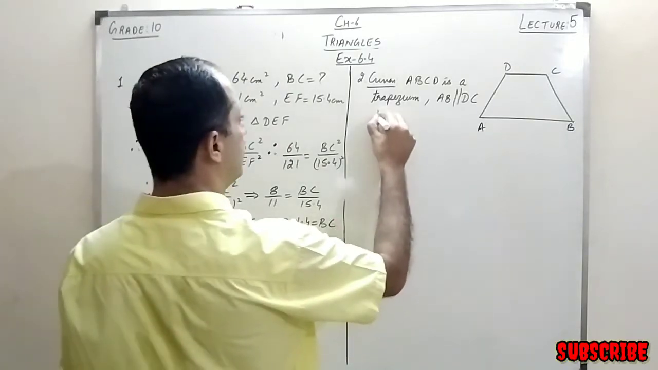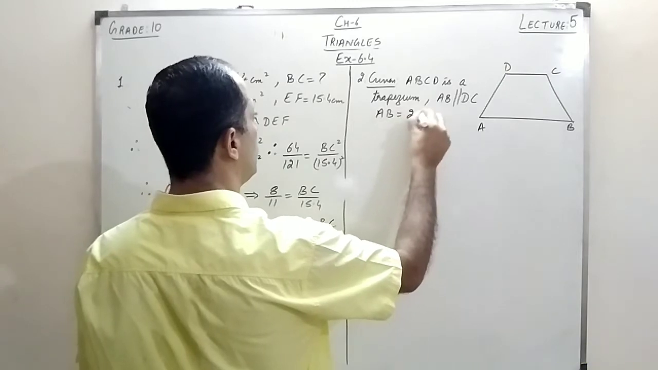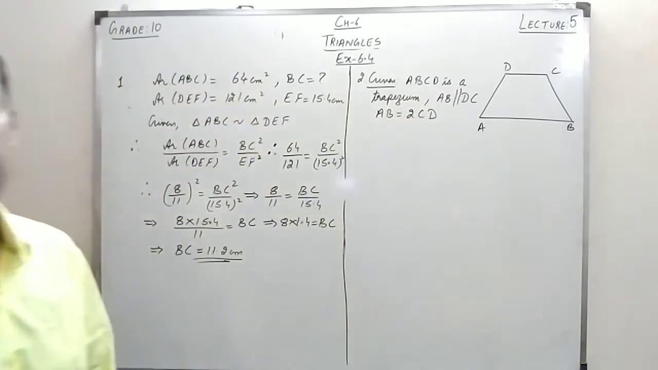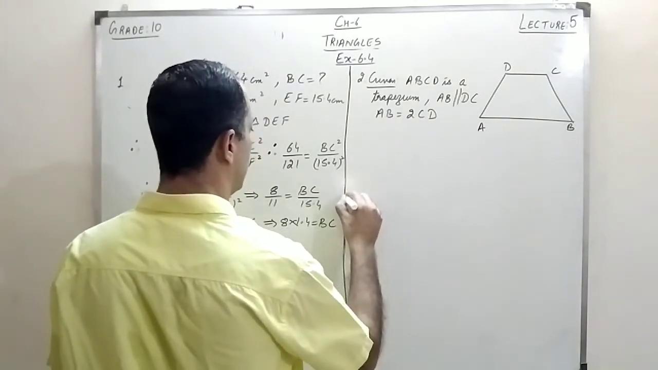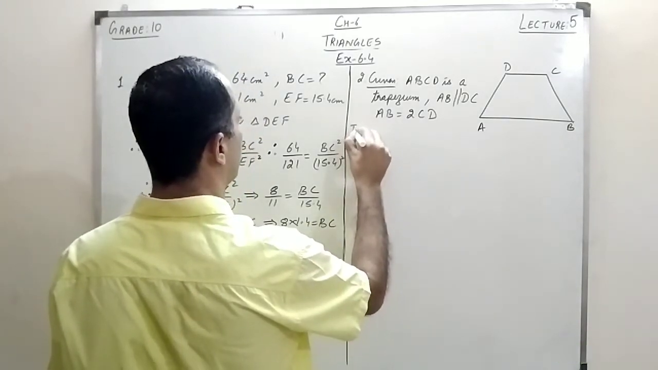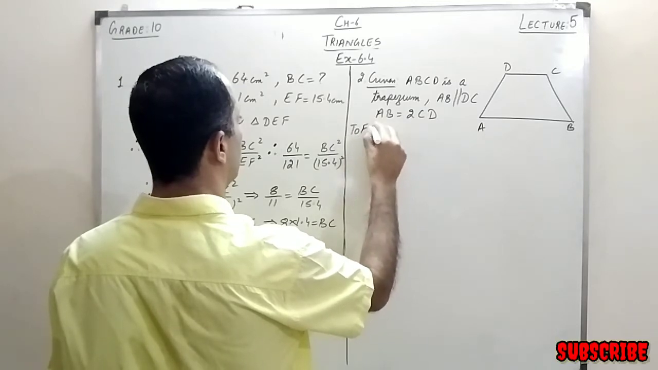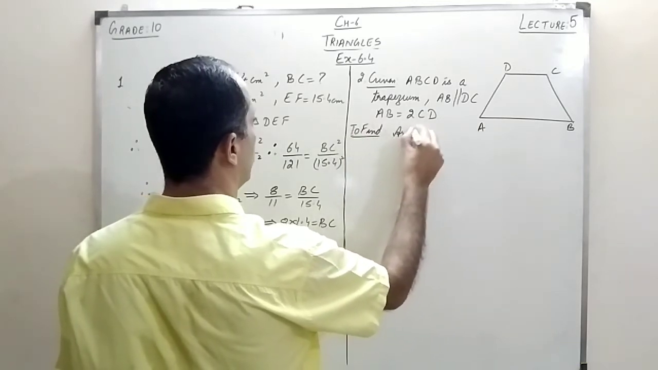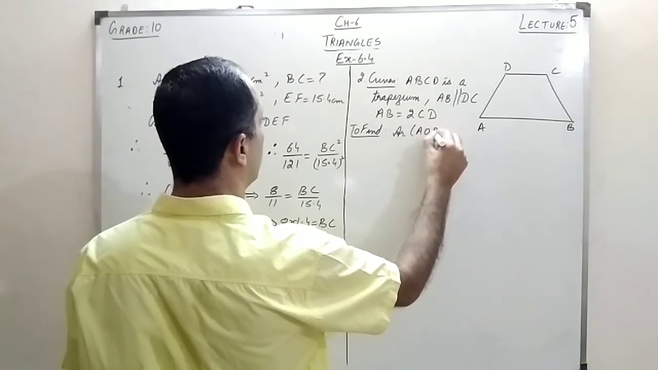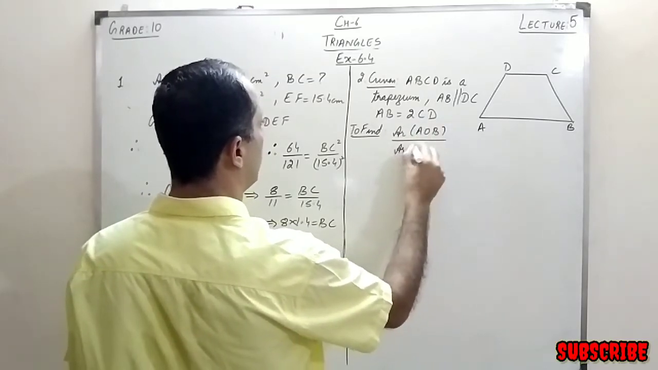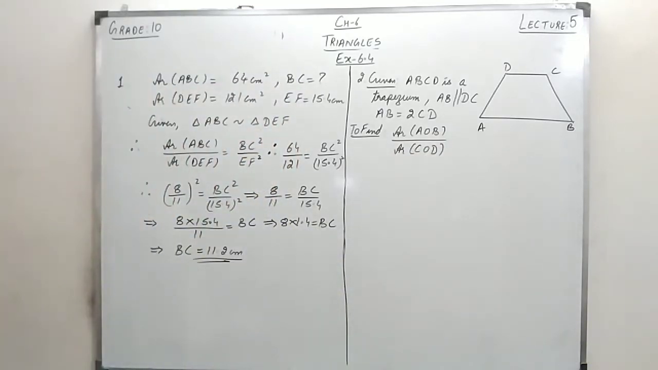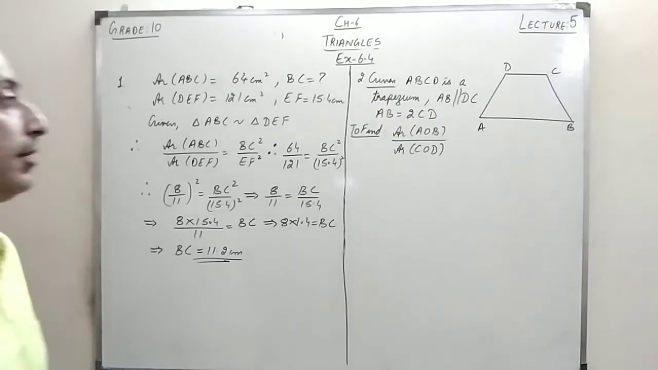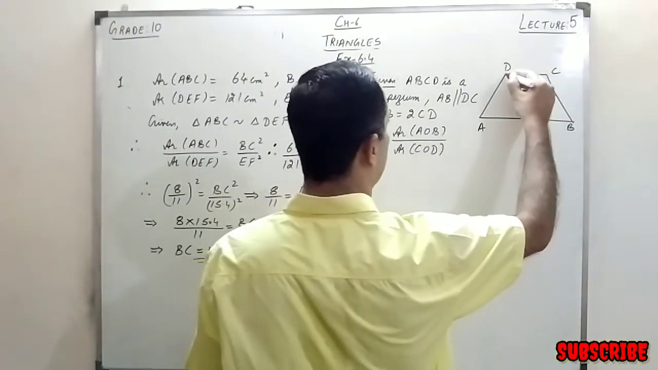If AB is equal to 2 times CD, then we have to find the ratio of the triangles AOB. What we have to find is the ratio of area of triangle AOB with respect to area of triangle COD. Now what is this point O? O is the point where the diagonals of the trapezium intersect. So we make the diagonals.